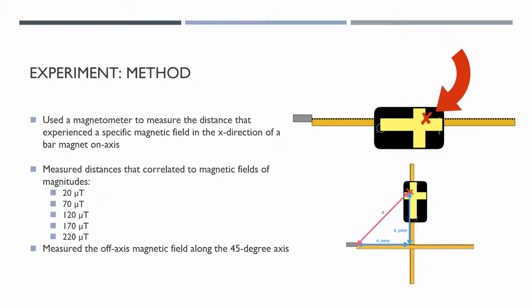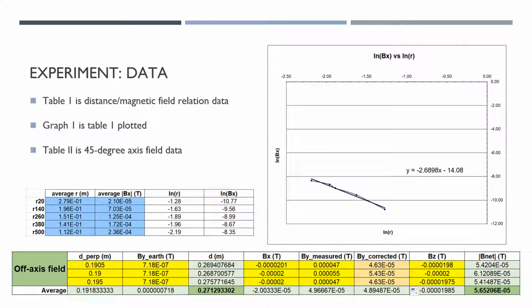Now for the experiment. This experiment had 2 parts. In the first part, we used a magnetometer to measure the distance that experienced a specific magnetic field in the x direction of a bar magnet on axis. Now we were looking for what distances achieved specific magnetic fields from 20 microtesla all the way to 220 microtesla. In the second part of the experiment, we measured the off-axis magnetic fields along the 45-degree axis. Now, as you can see in the diagram, that's how we placed the magnetometer, and that's how we measured the distance.